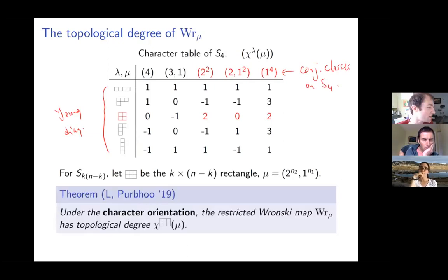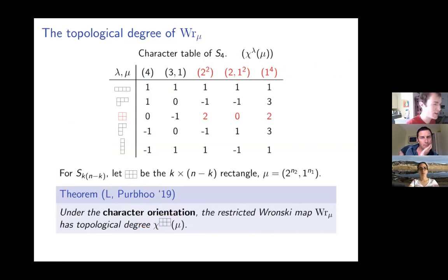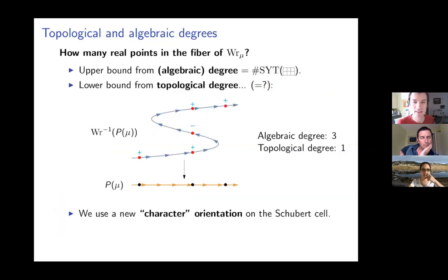And now the theorem statement is that using character orientation, the topological degree of the restricted Wronski map is that character value. So it would be 2, 0, or 2 in this part of the chart. Oh, I have to rewind one step here. I forgot to say the most important thing. I said this was a lower bound. So let's say the topological degree was 5. Well, that means if you add up all the plus and minus signs, you get 5. So you must have had at least 5 points, since there could be cancellation. So the topological degree gives a lower bound on the total number of real points in the fiber.